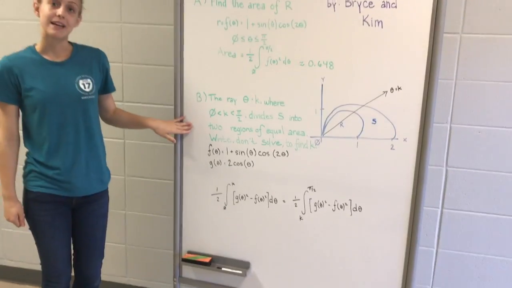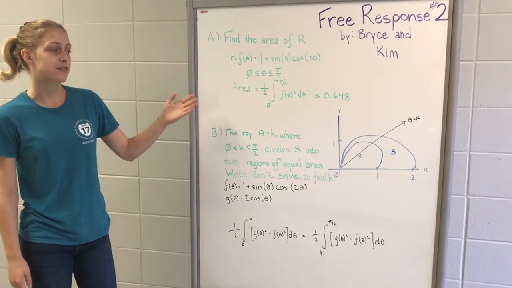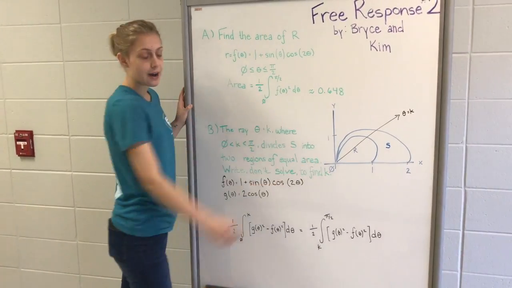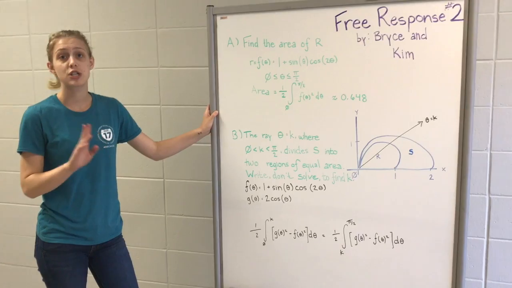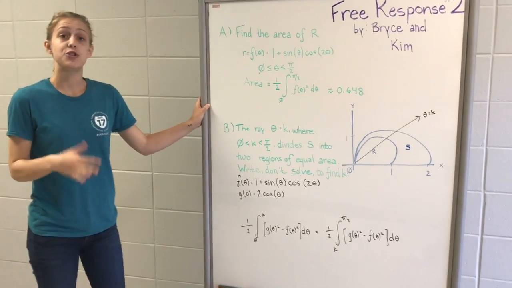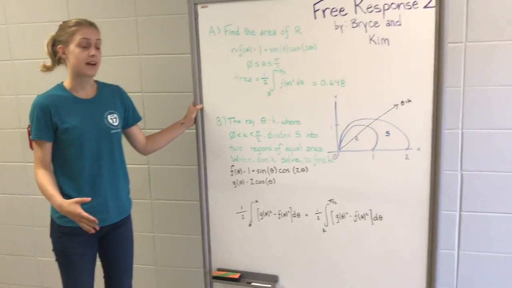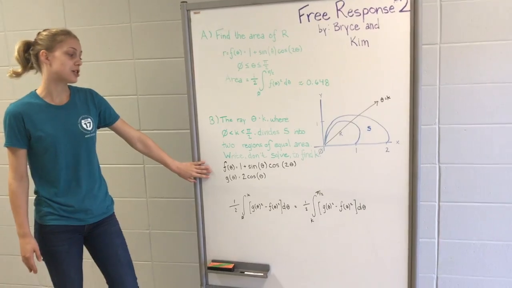Now moving on to part B, it gets a little bit more complicated. What you're instructed to do is you have to draw a ray theta is equal to k, which I've illustrated in this graph right here. It's going to divide the area S into two regions of equal size. Now you do not have to solve this question, but you have to write one or more integrals to find the value of k. So from the instructions we're given f of theta and g of theta.